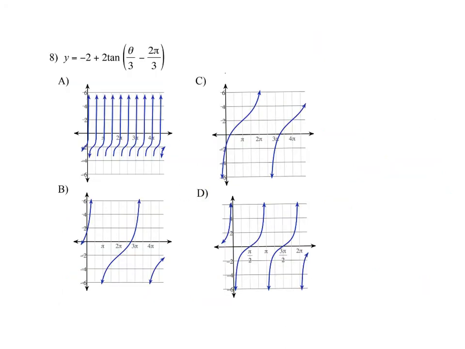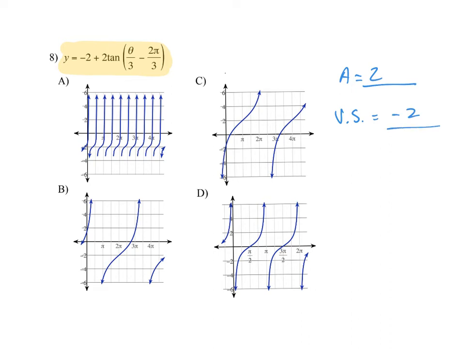So again, we are trying to match this equation, y equals negative 2 plus 2 tangent of theta over 3 minus 2 pi over 3 with one of these graphs, A, B, C, or D. I'm going to take a look at that A value, which is a 2. So remember, that stretches that tangent curve out. The vertical shift is negative 2. That's going to move that midline down 2.